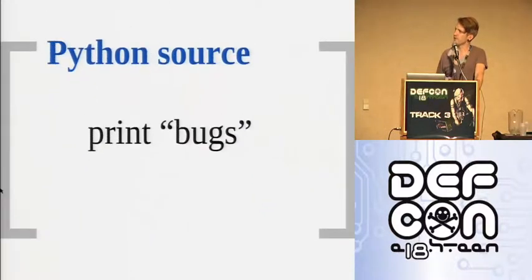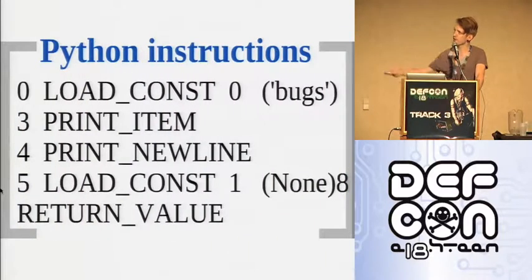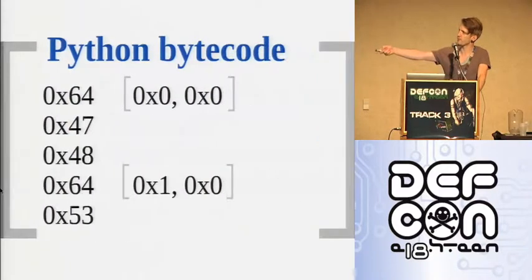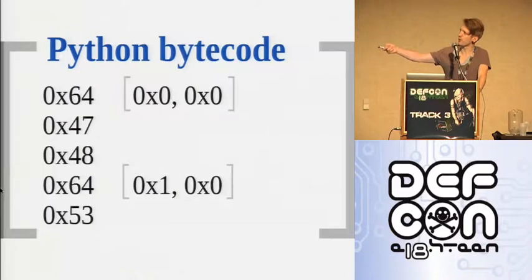So if this is a Python source, just print bugs. When it goes into its bytecode instructions, you can see there, these are the different instruction names. Each of those will map to a single integer. Just a mapping between a number and the instruction, and some of them take arguments. And this is the byte stream, so you can see that 64 would relate to load const, and it took one argument, which in this case was null. And one argument is always 2 bytes.